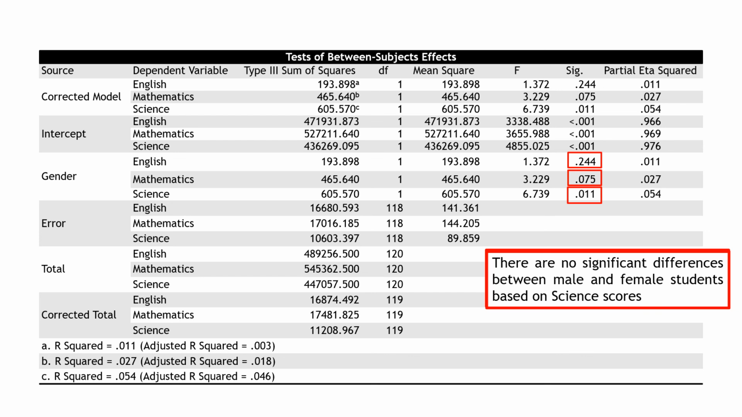The partial eta squared column shows the effect size. A value of 0.011 indicates a small effect between male and female, while on the other hand, a value of 0.97 indicates a large effect size between male and female.